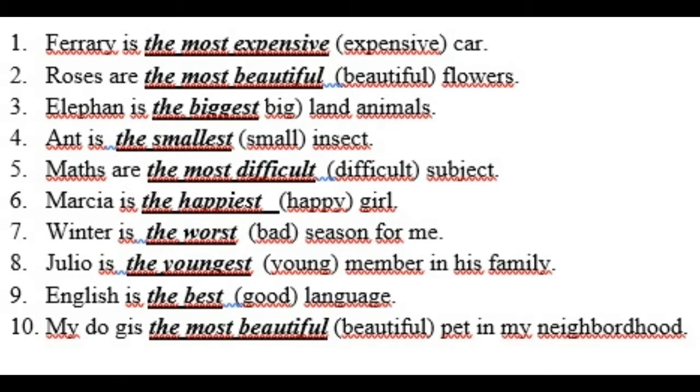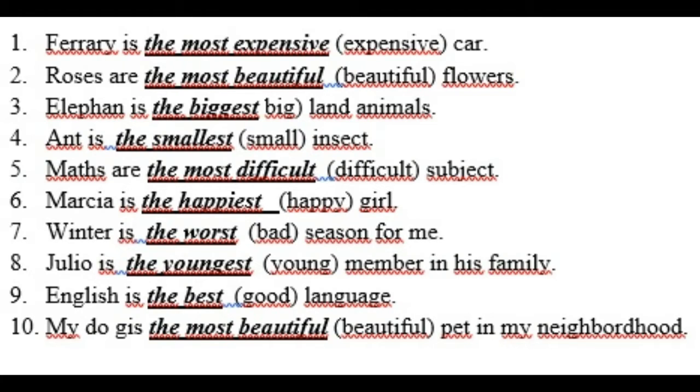First, Ferrari is the most expensive car. Roses are the most beautiful flowers. Elephant is the biggest land animal. Ant is the smallest insect. Maths is the most difficult subject. Maria is the happiest girl.